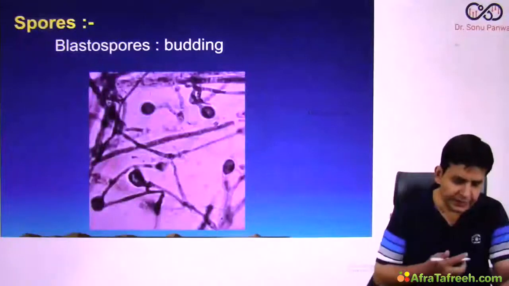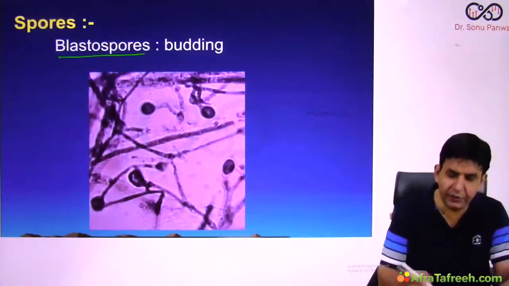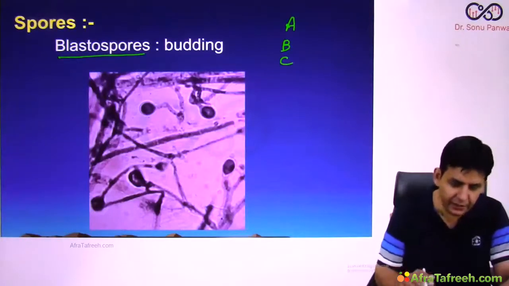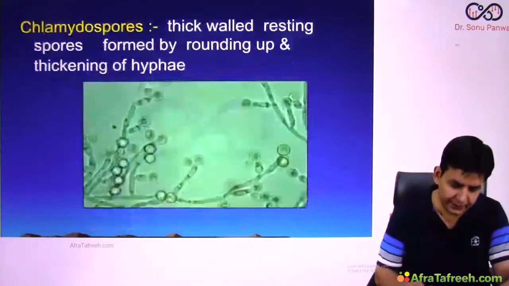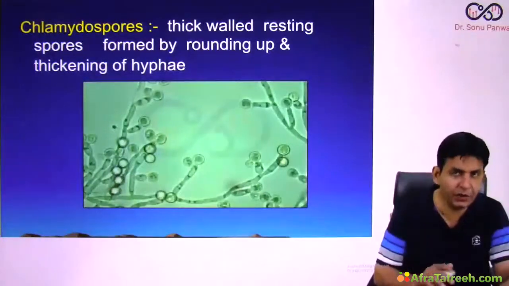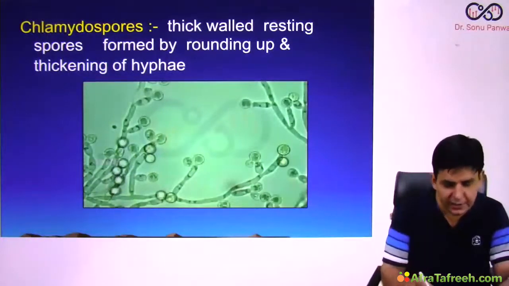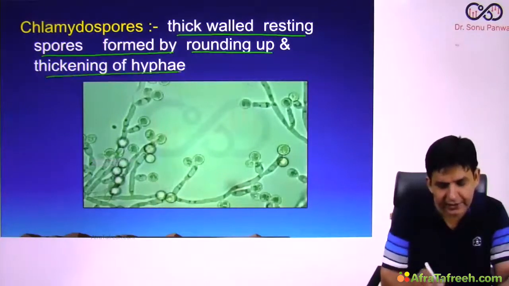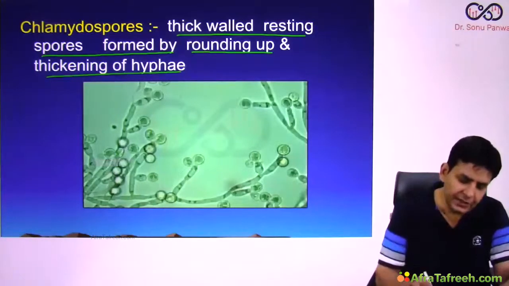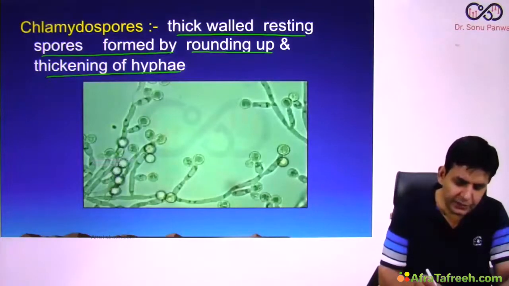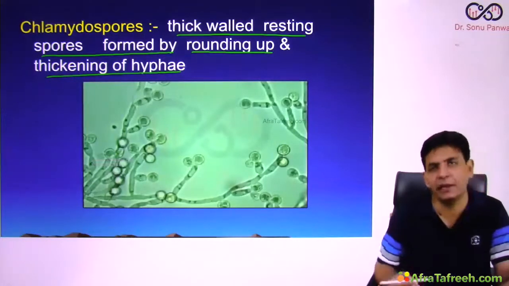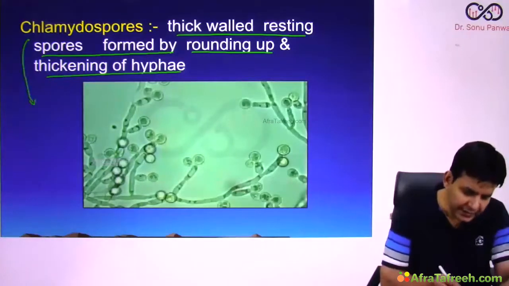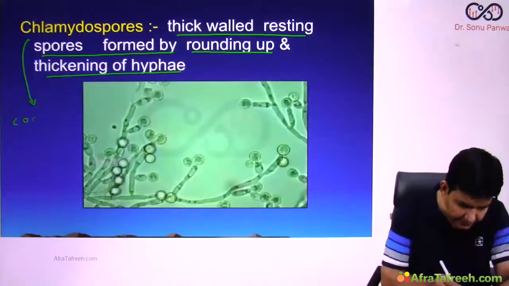Okay, this I've already talked to you. The blastospores, if you remember that mnemonic A, B and C, it was there in the B, so that is an asexual spore. This is chlamydospores, we have talked about ABC. C is chlamydospores, thick walled resting spores formed by rounding up and the thickening of hyphae. They are characteristically seen in Candida.